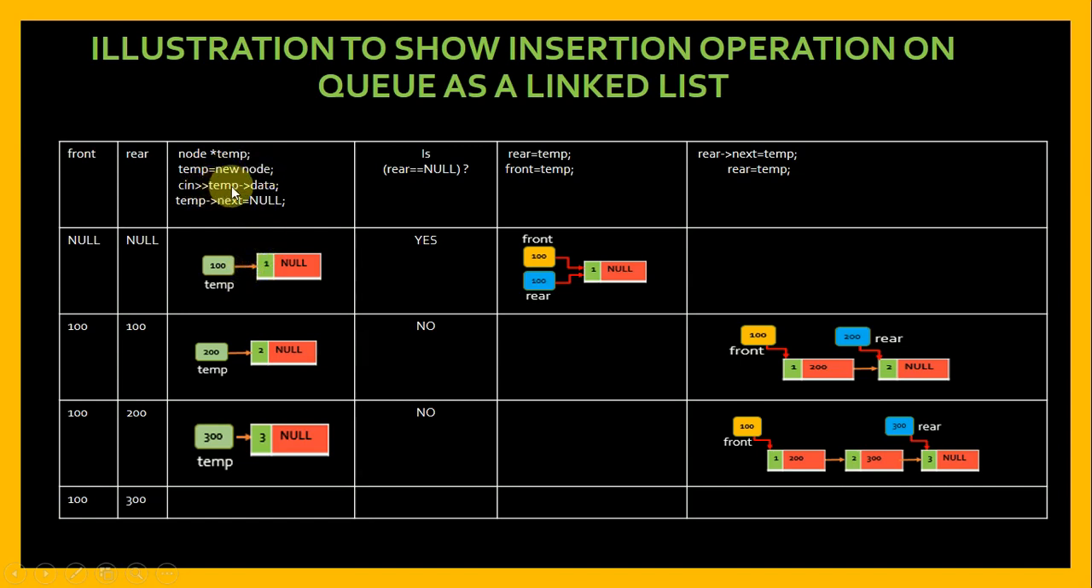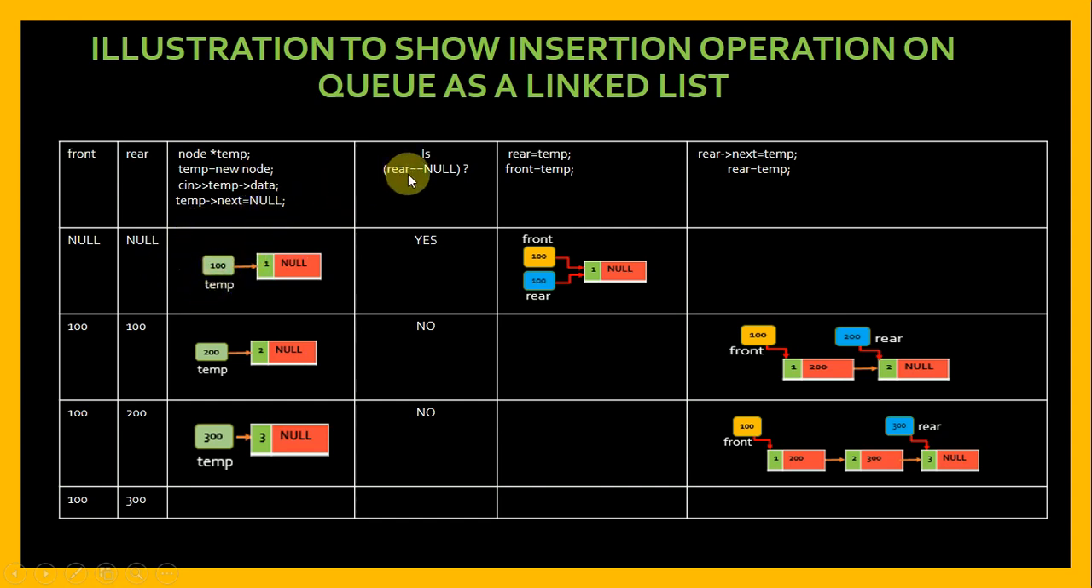And when we say temp arrow data, some data we can input. Suppose I have inputted 1, so 1 will be stored here. And when I say temp arrow next equal to null, so null will be stored in the next part of it. And the address of this node is, suppose, 100, which is stored in temp.